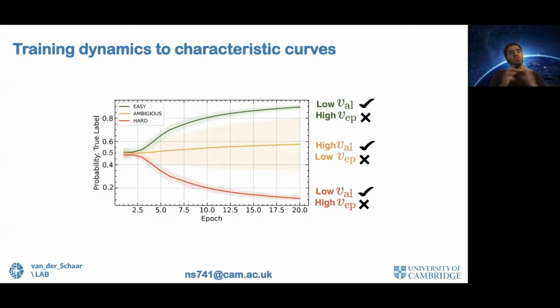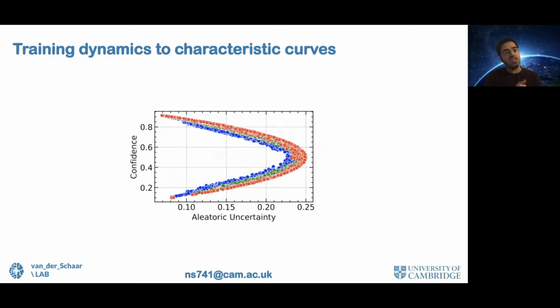On the screen here, you see an example of training dynamics, where in green we have easy examples, which you can see the model quickly learns; ambiguous examples in yellow, where we see large oscillation through model training and the model is quite uncertain about them; and a hard example in red, which the model is simply not even memorizing in the first place. And on the basis of this training dynamic, we produce what we call a characteristic curve, which I show on the screen right now.